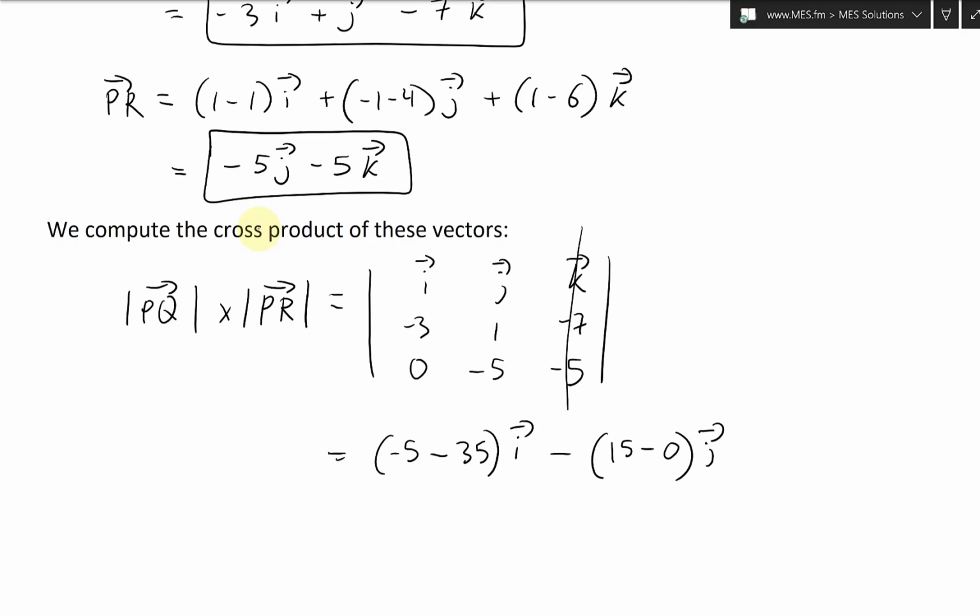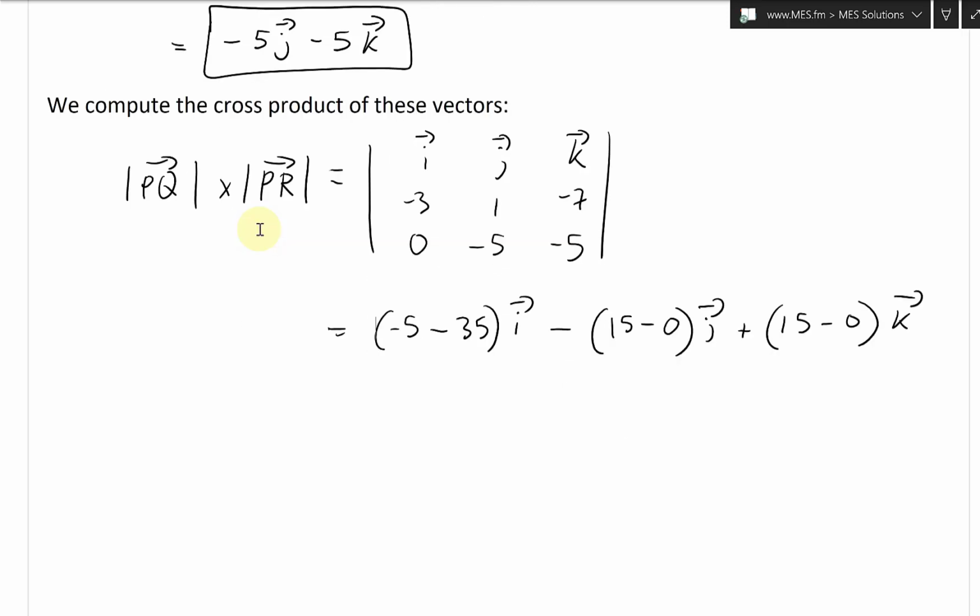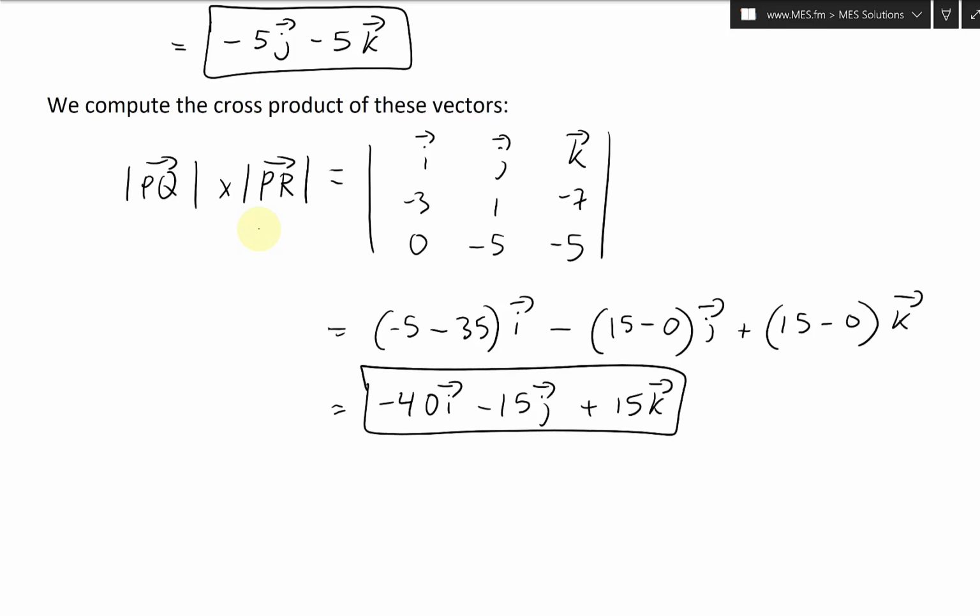Next setup is this and this, like that. This is going to be plus, and then negative 3 times negative 5 is again going to be 15, and then minus 1 times 0, which is 0. Like that, and we can just get rid of this. Alright, now this equals negative 40 i minus 15 j plus 15 k, like that. And that is our vector, and this is perpendicular to that plane.